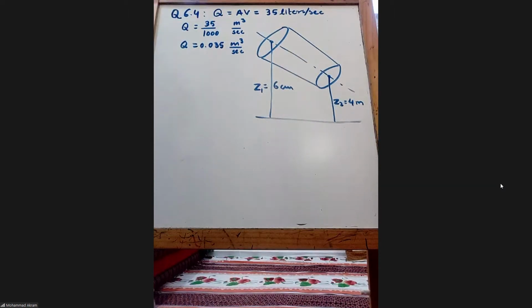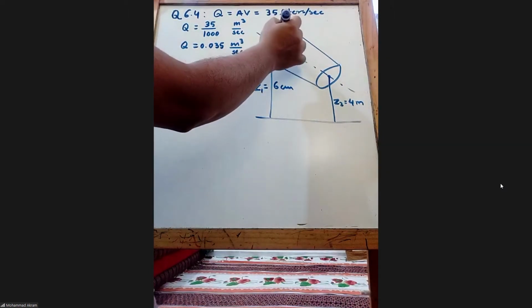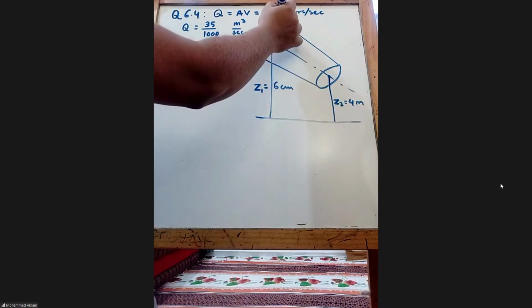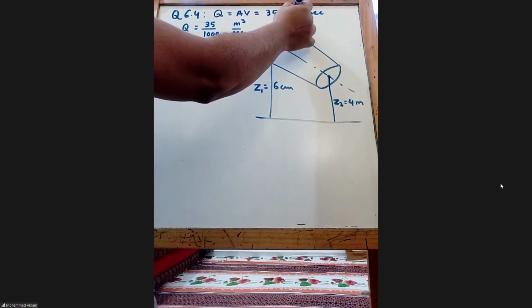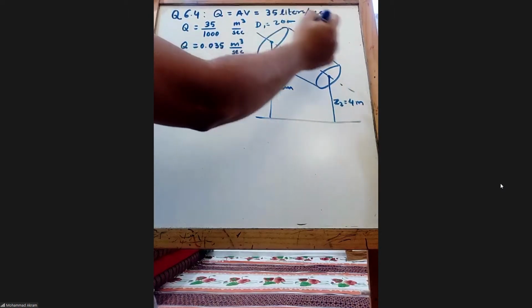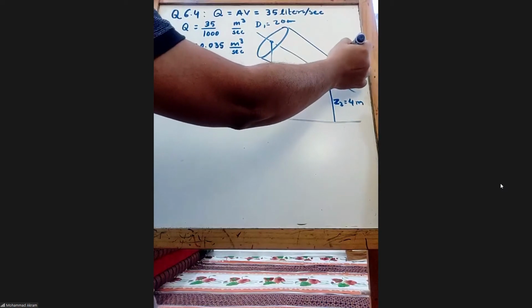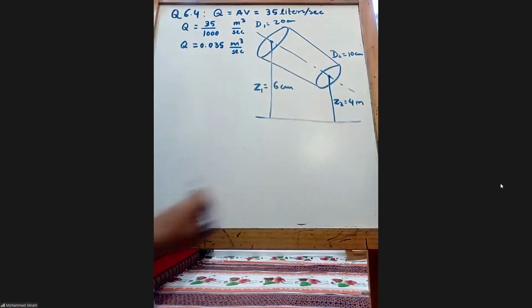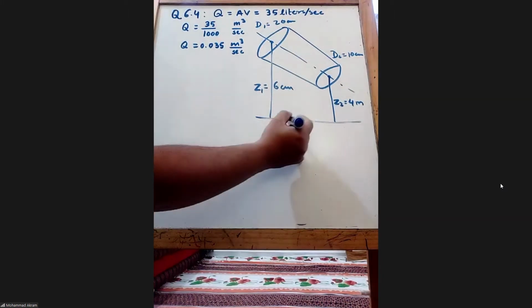Yes, doctor. Is this understood? Yes, doctor. Well, the diameter here is given. This diameter is 20 centimeter, D1, and D2 is 10 centimeter. Okay, this is datum line.